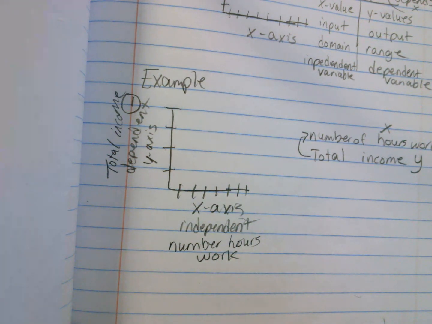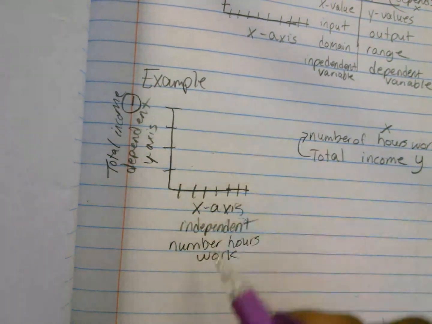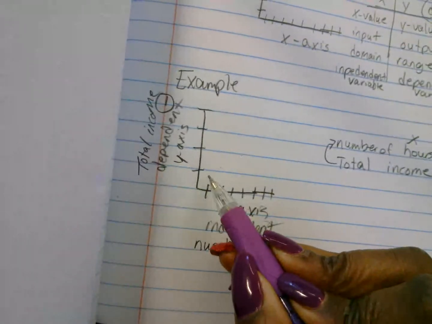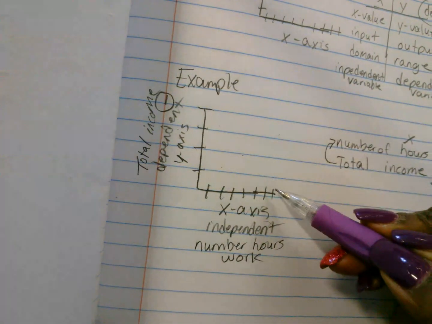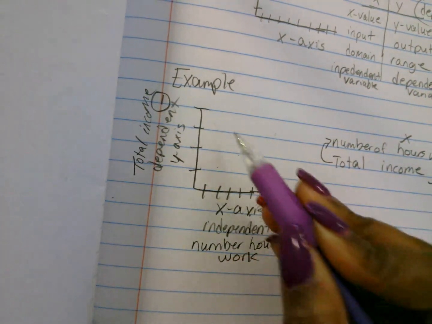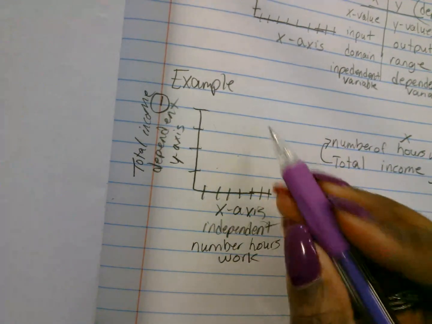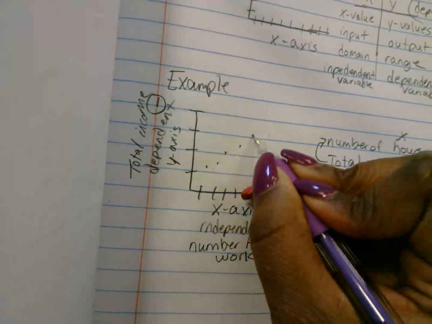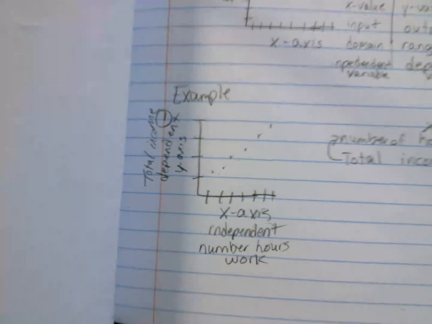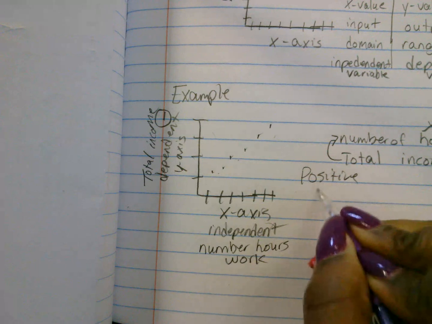First, what do you think the scatter plot would look like? Do you think the points would go up, as the number of hours increase the money you make will increase? Or do you think the points are going to go down, the more hours you work, the less money you make? Which one do you think it is? Points up or points down? The points are going to go up. The more hours you work, the more money you're going to make. So in this situation, this would be a positive correlation.